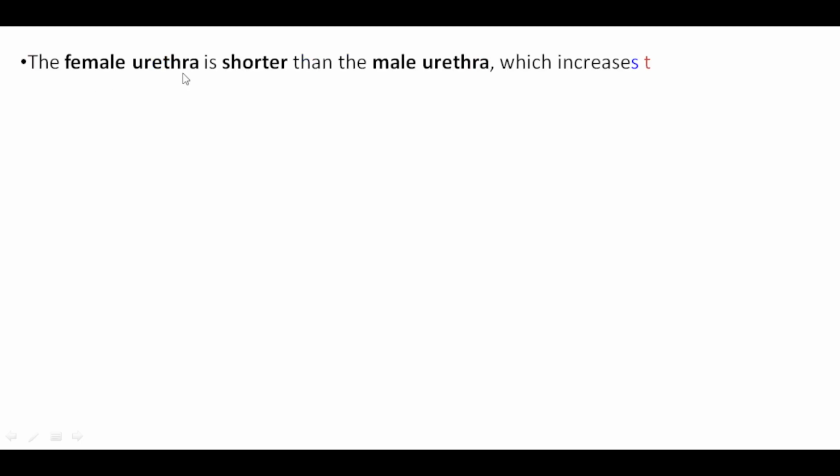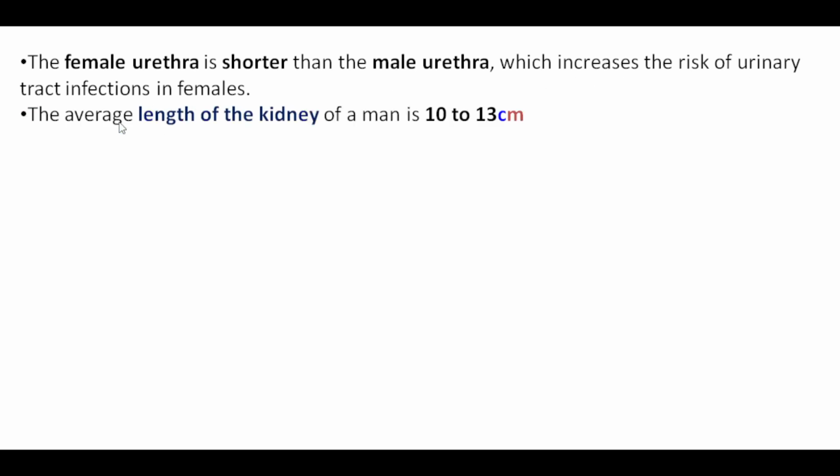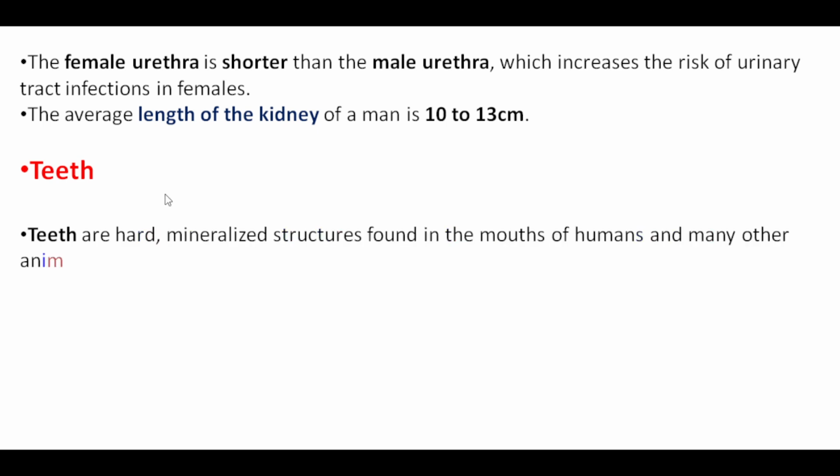The female urethra is shorter than the male urethra, which increases the risk of urinary tract infections in females. The average length of kidney of men is 10 to 13 centimeter. Now up to this moment we have covered all the systems.